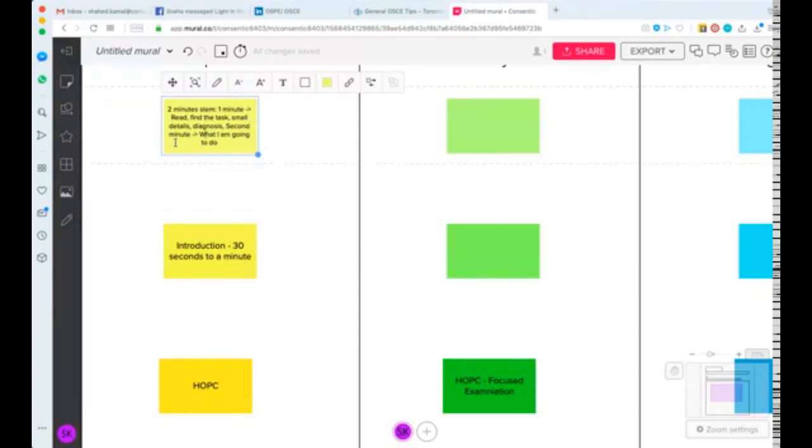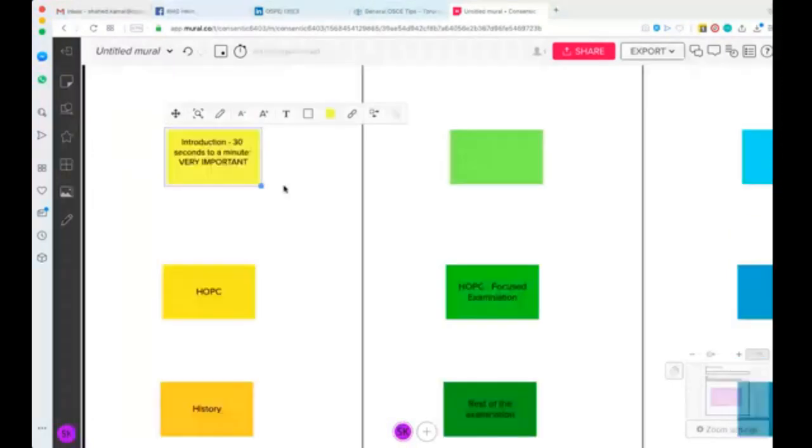So again, just summarizing, 2 minutes outside: you spend the first minute reading once, then you reread to find the task, then you reread to find small details, then you think of 1 or 2 diagnoses. Then the second minute, the first half is about the first 5 questions, and your second half is about the important questions.